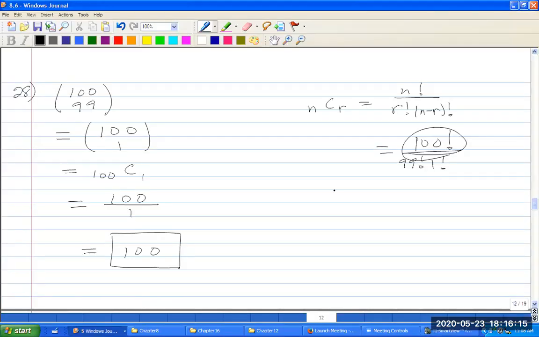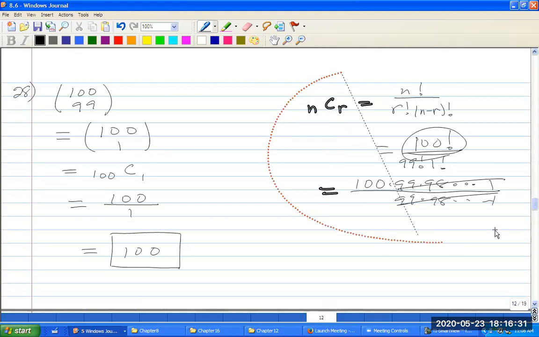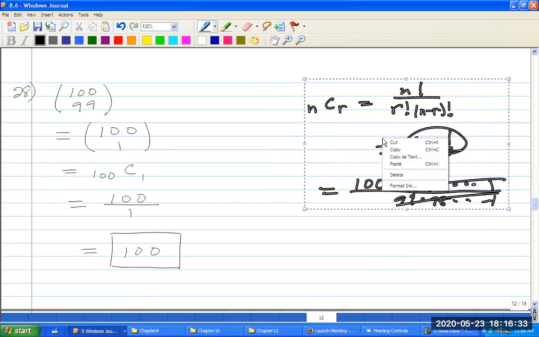By hand, you would have said, oh, it's 100 factorial, 100 times 99 times 98 times 1 over 99 factorial, 99 times 98 times, cancel, cancel, it's 100. So doing it on the calculator, you really can't do it. By hand, you can do it easily.